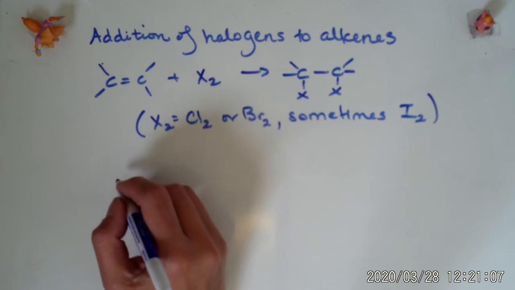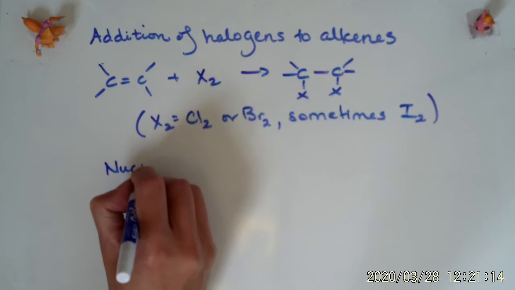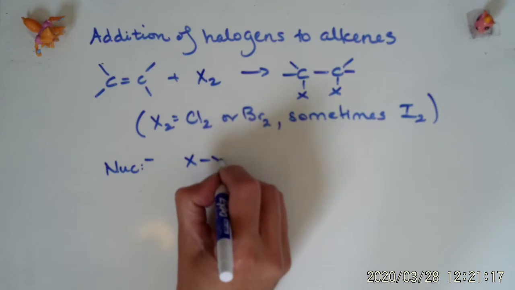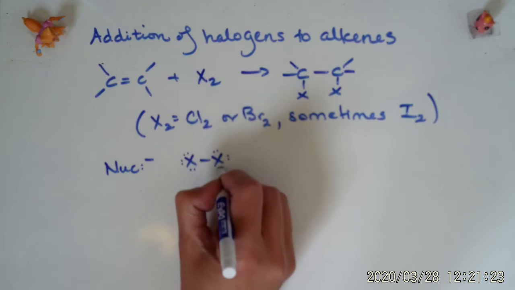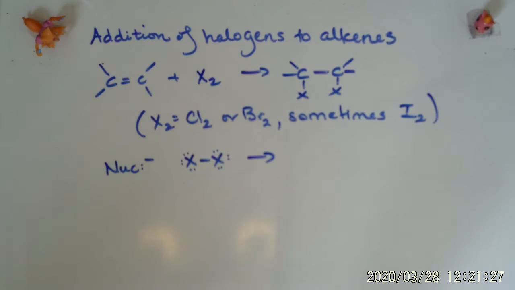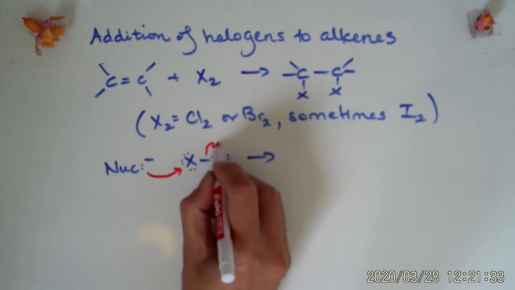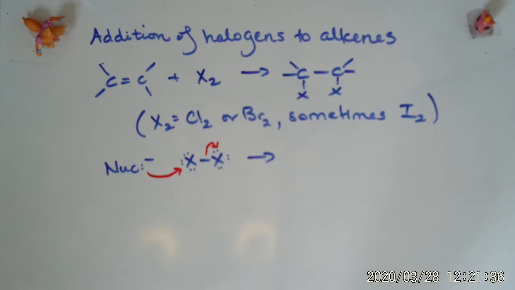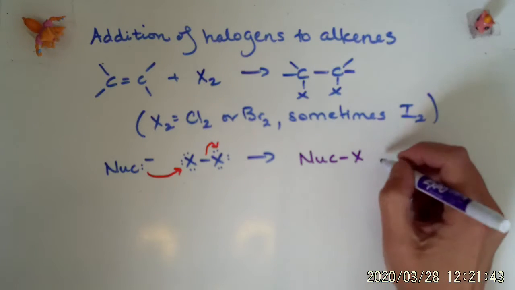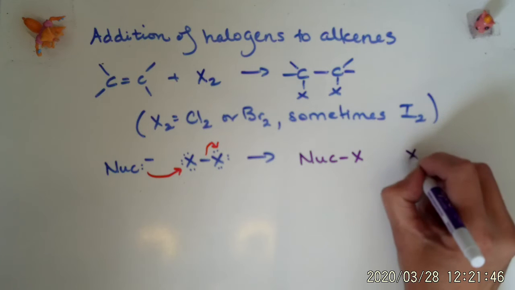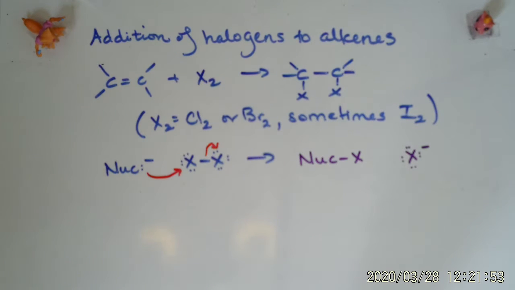When we have basically a nucleophile, okay, we can add on to my halogen, and what you get is your nucleophile with halide and your leaving group. Okay, so let's do some examples for them.